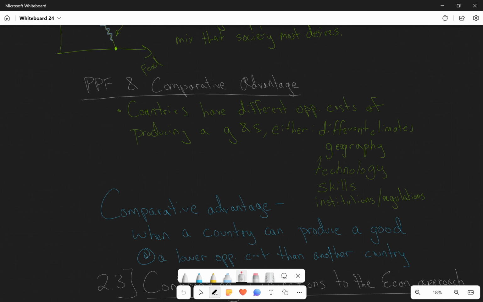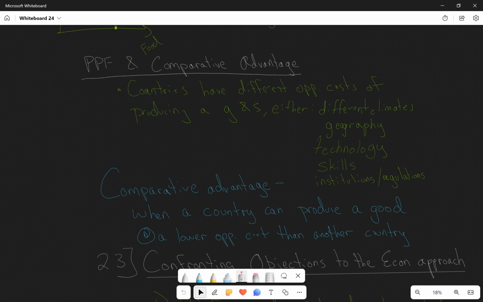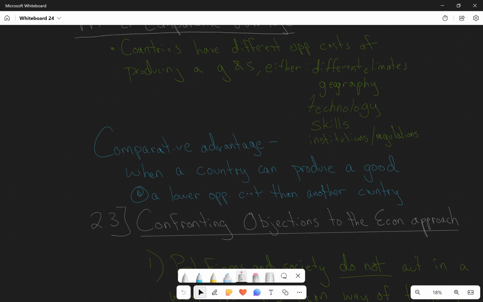So we talked about how different countries have different opportunity costs. Some countries are landlocked. Some countries have very fertile land. Some countries have amazing naval powers and stuff like that, right? So they use this comparative advantage in order to specialize and grow their economies.